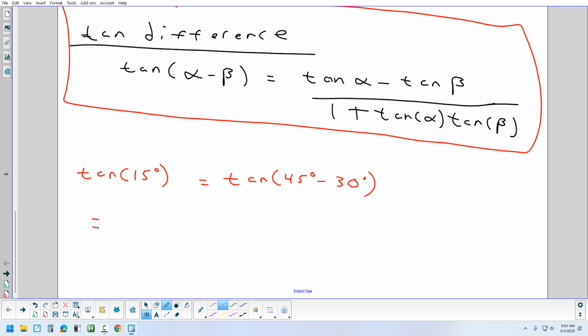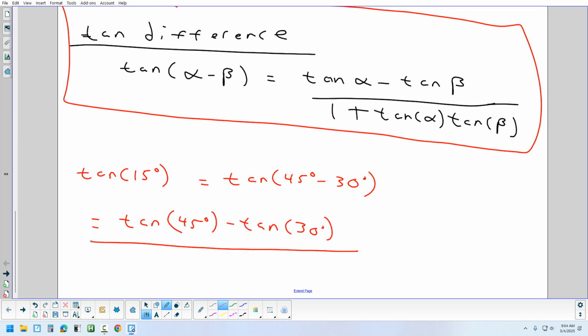So that's your first step. Figure that out. And now, plug in 45 for alpha and 30 for beta into the difference formula. So tan 45 minus tan 30, divided by 1 plus tan 45 times tan 30. Yep. That is how you get the exact answer for tangent of 15.